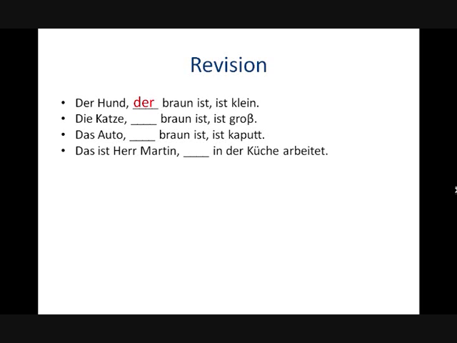In the next example, die Katze, that is brown, is big. What is the antecedent of our relative pronoun? Well, it's die Katze. We're referring to the cat. Die Katze is a feminine noun, so our relative pronoun is going to be die. Das Auto is the antecedent in the third example. It's the thing we're referring to. So the relative pronoun is going to be das.